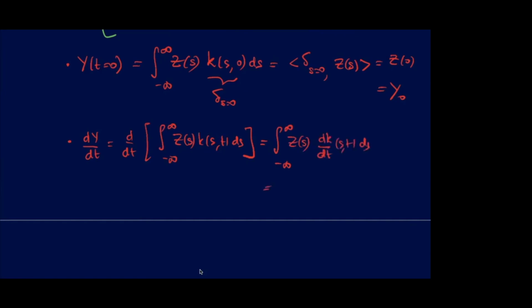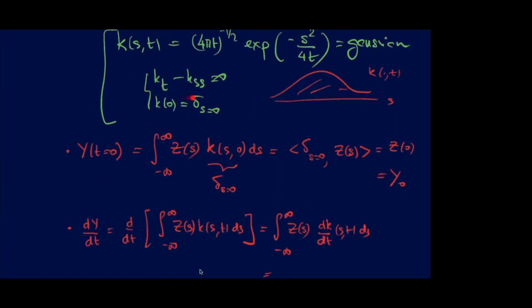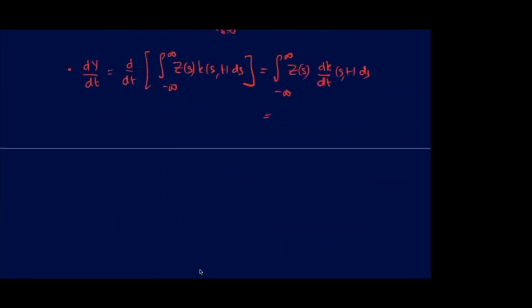But the time derivative of k, because k is defined as the classical heat kernel, in which one time derivative is equal to two s derivatives, it will be equal to two s derivatives of k with respect to s. And now you will integrate by parts twice and pass these two s derivatives into z. Because we integrate by parts twice, we get minus minus, but this is eventually a plus.